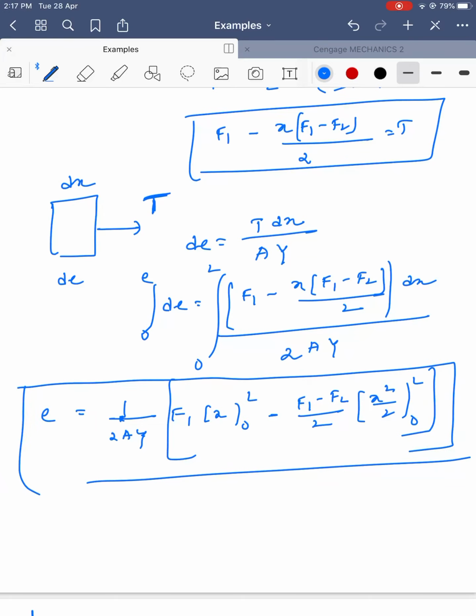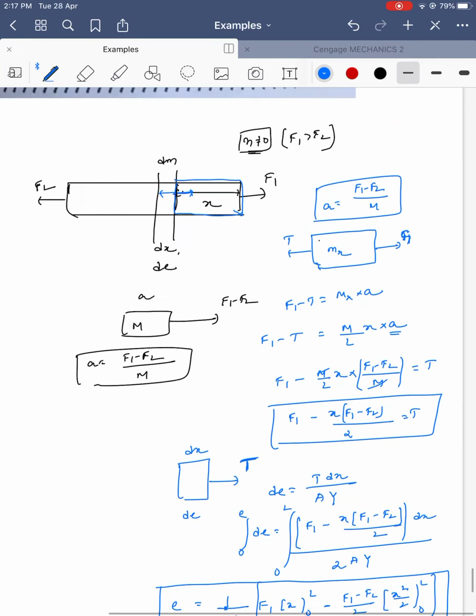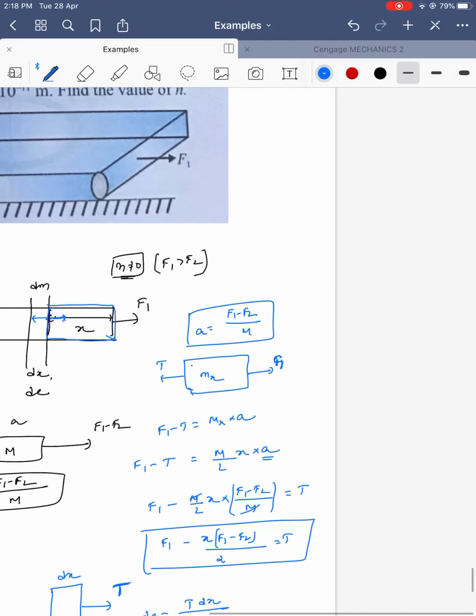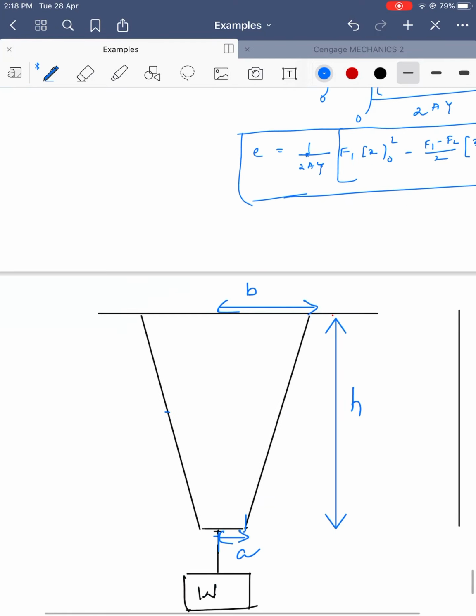So don't make it do everything. Substitute the limits and subtract, and you will get the answer for how much elongation it will be. This is a very important model. Let's go to the other question.